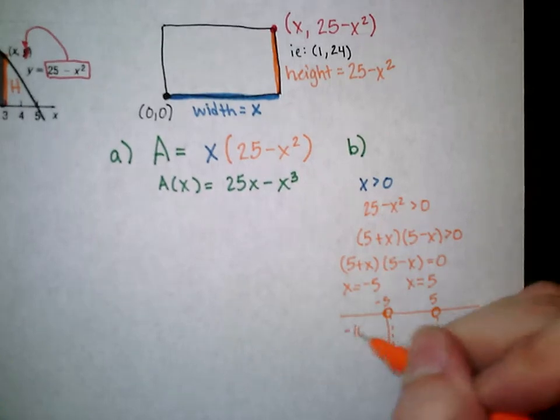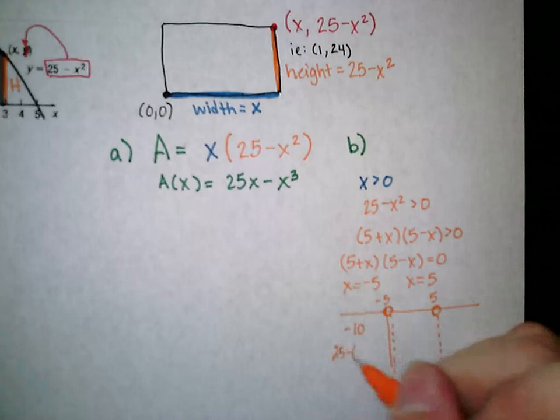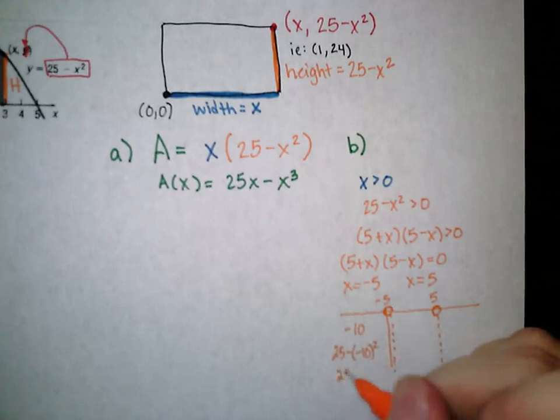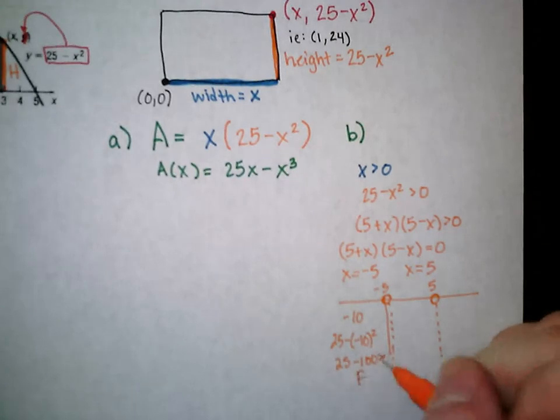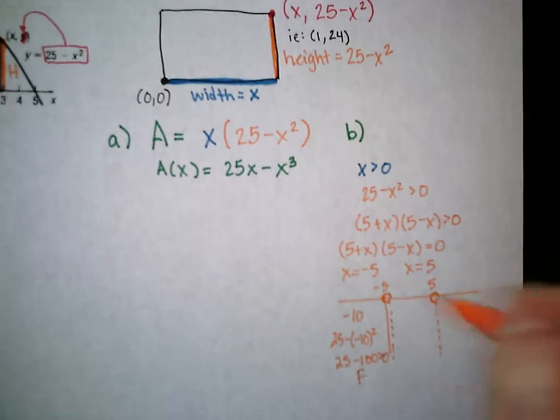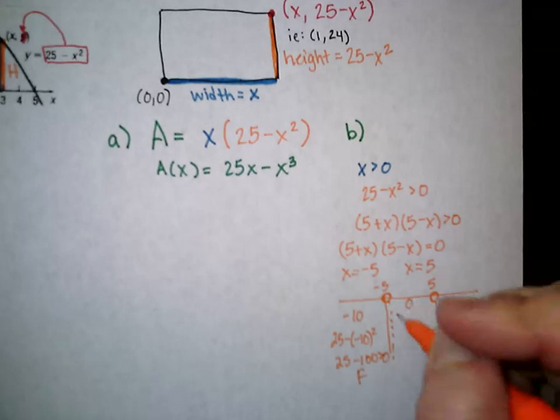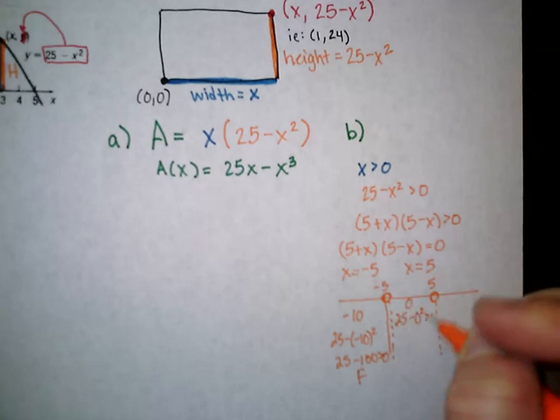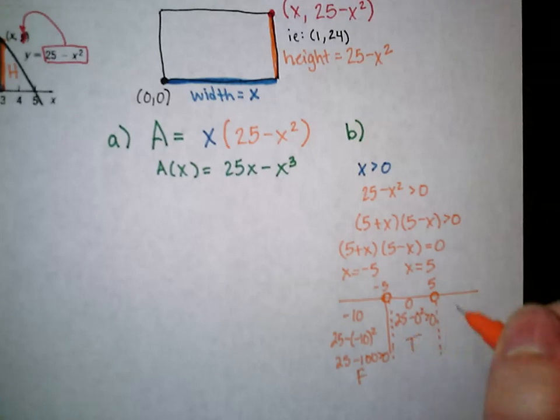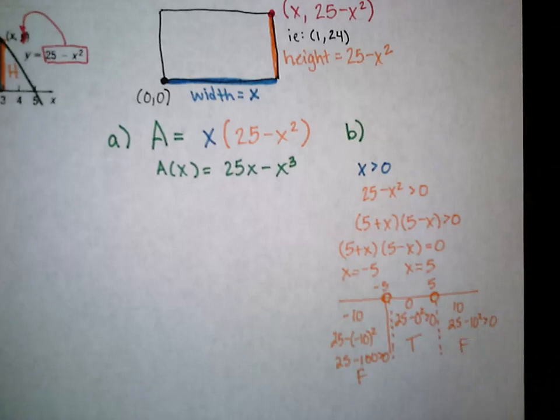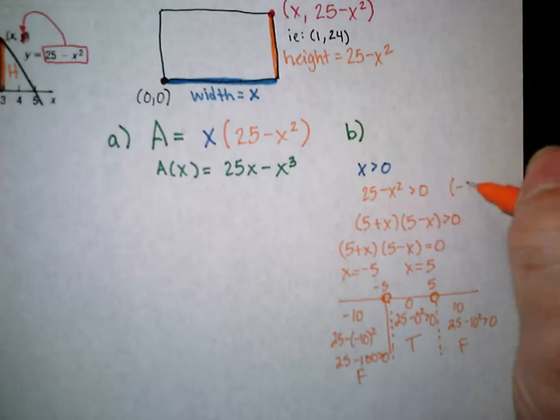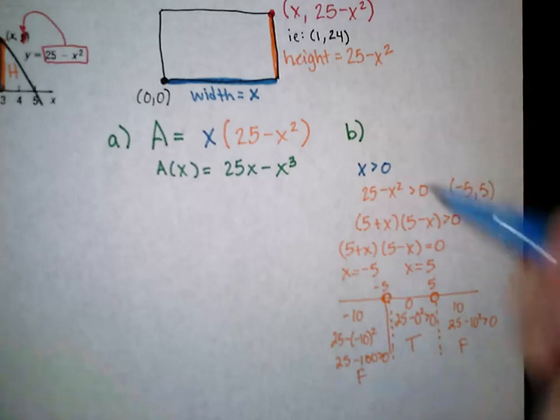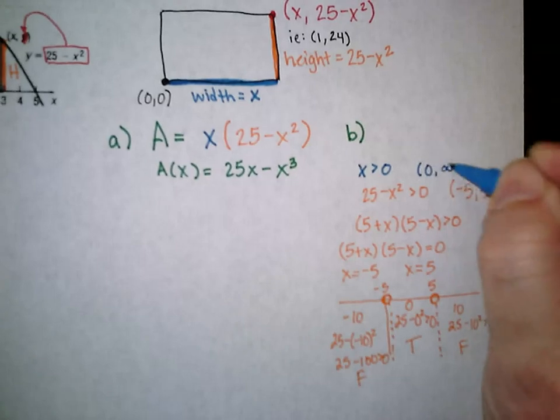So like if I put -10 in here, 25 minus -10 squared would be 25 minus 100. That is not greater than 0, so that guy would be false. In between -5 and 5, I can test 0. 25 minus 0 squared is greater than 0, so true. And if I test 10, 25 minus 10 squared is, again, false. So from this part, I can see that I would be between -5 and 5. But from this part, I would go 0 to infinity.